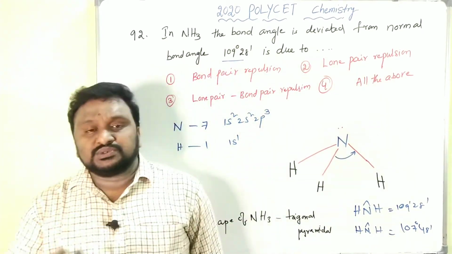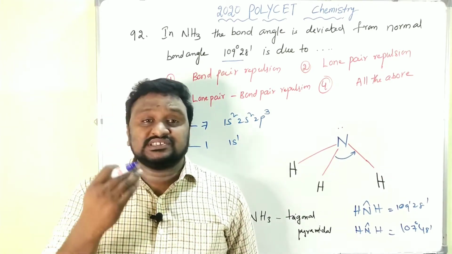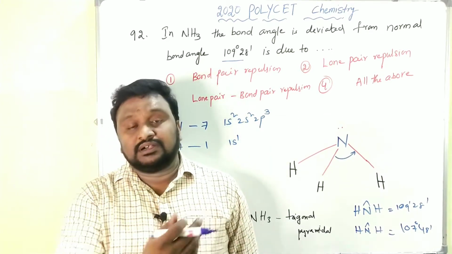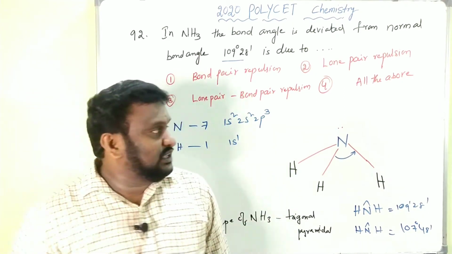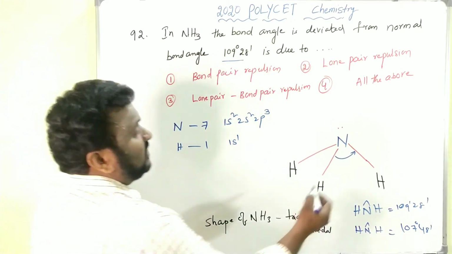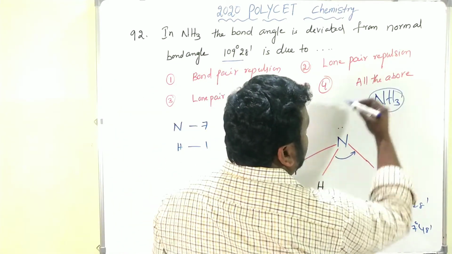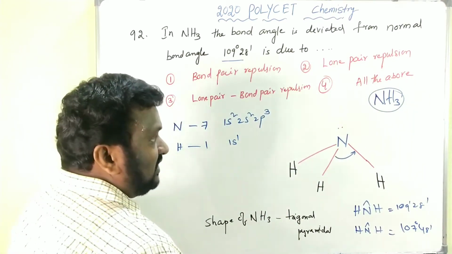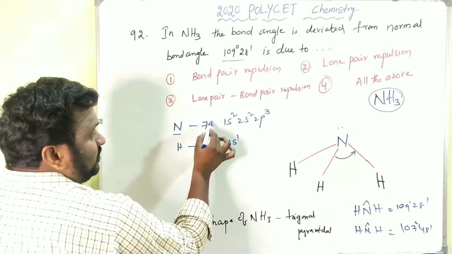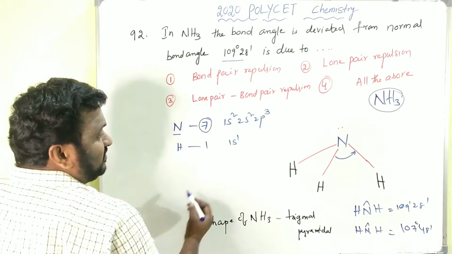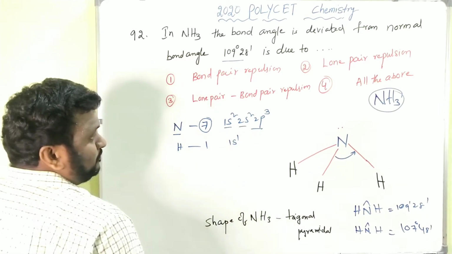For the students who are studying in 10th class right now, this syllabus comes later actually, but you have to watch it for the purpose of Polycet. So here the thing is NH3 formation. Let's see what happens. Here one nitrogen is there. How many electrons are there? 7. Its configuration is 1s2, 2s2, 2p3.